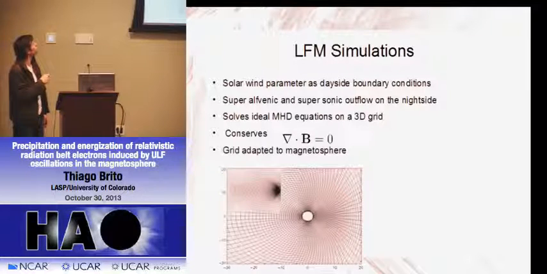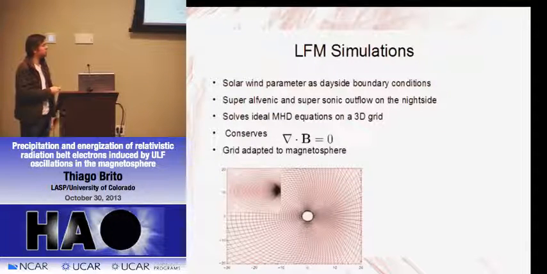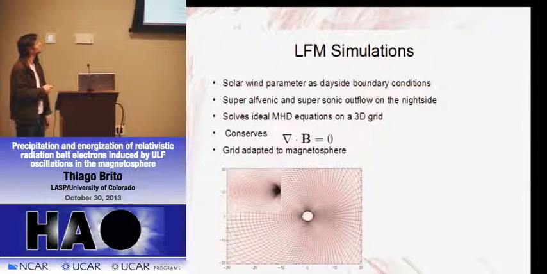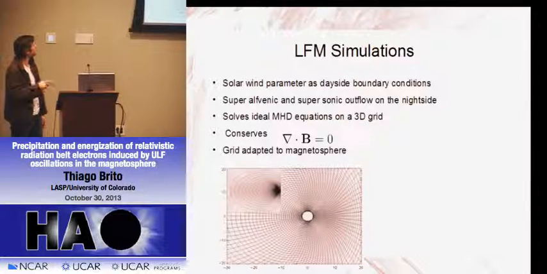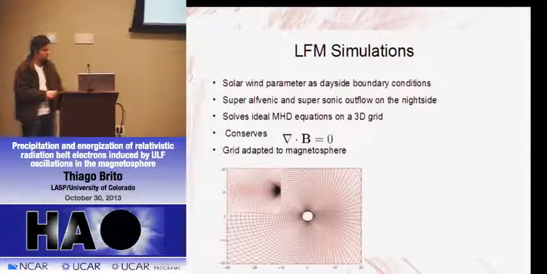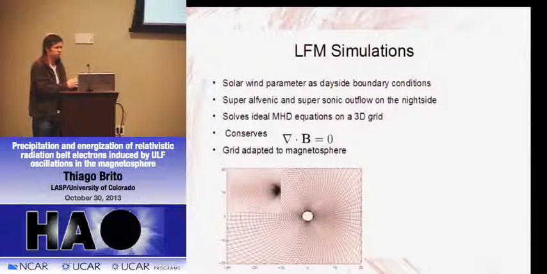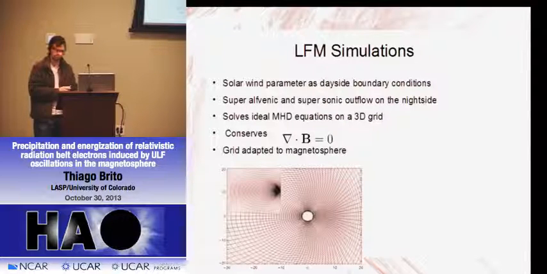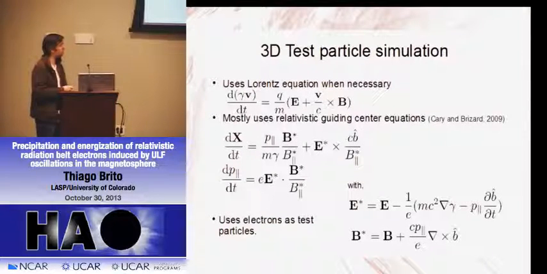And so LFM uses ideal MHD equations on a 3D grid to follow the plasma conditions in the magnetosphere: the electric field, magnetic field, velocity, and so on. This is one of the nice features of the code, that it has a grid adapted to the magnetosphere. So we run simulations for a few storms, and then we use these fields as input to our test particle code to drive our electrons, and then see our results from there.